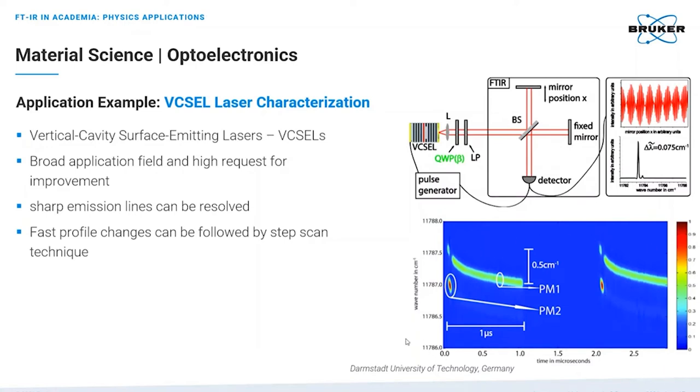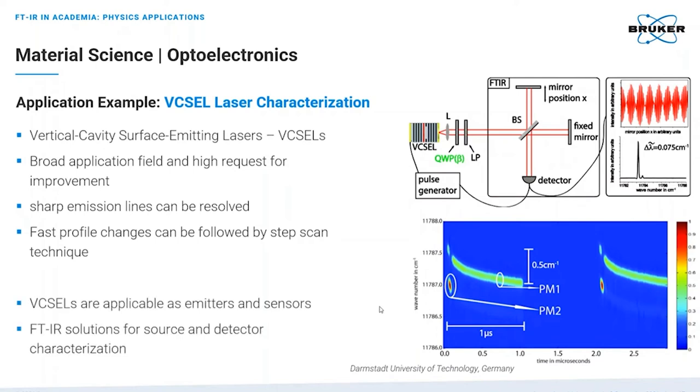I want to point out here, VCSELs cannot only be used as source or emitters, but also as detectors or receivers. In some applications, even applied as both at the same time, like a face scanning device for a security system. Brooker provides major solutions for source and detector characterization, perfectly supporting this research field.